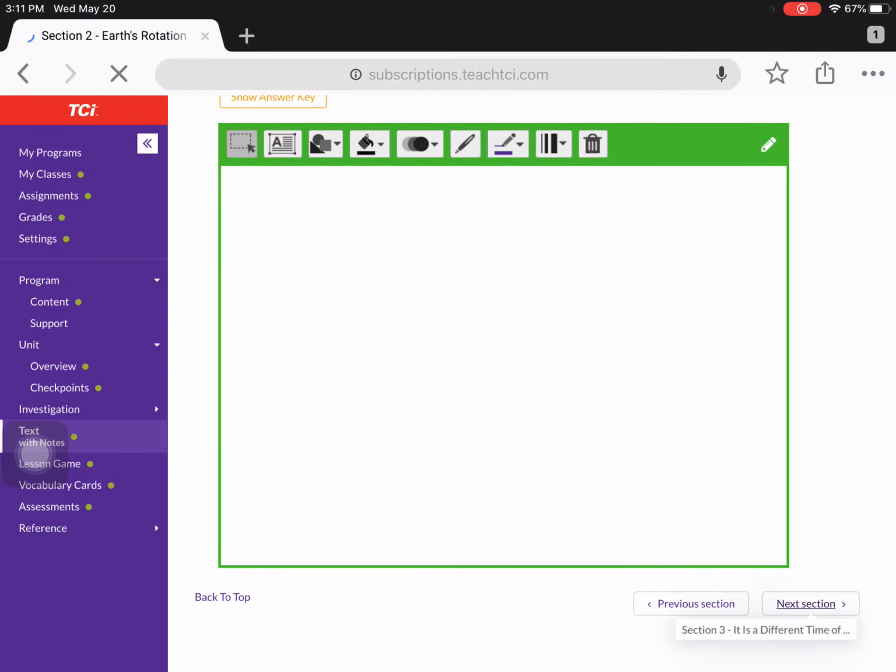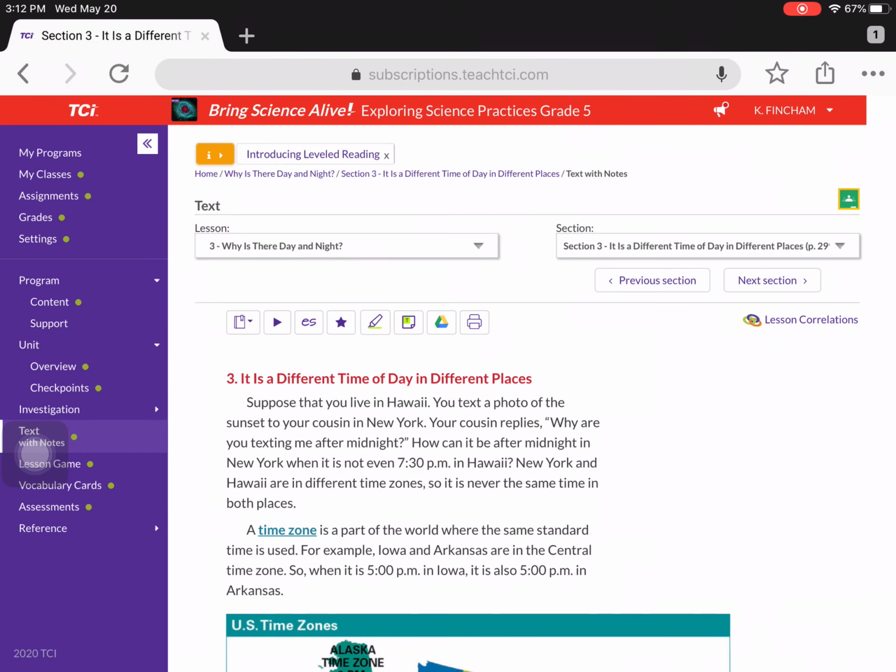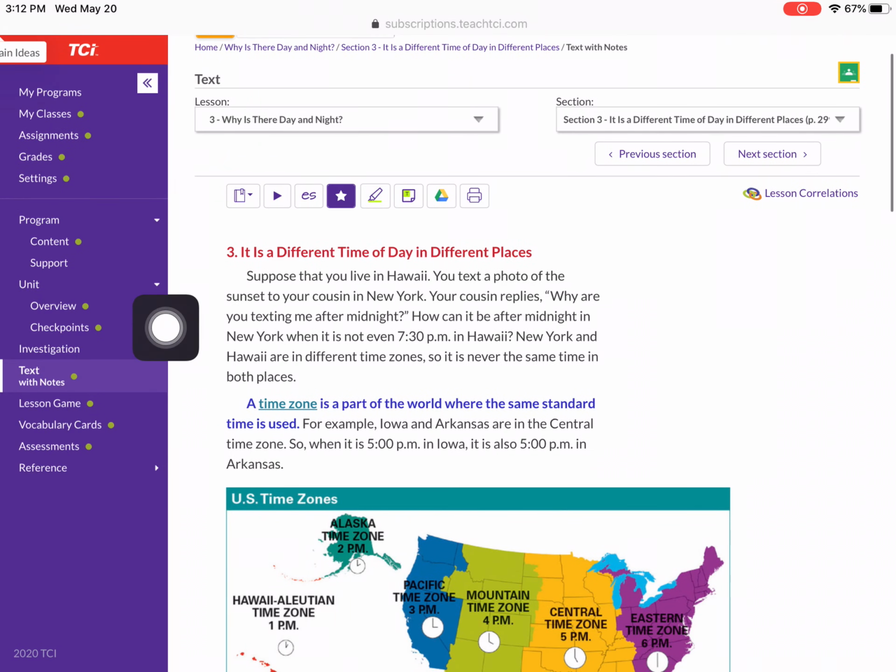And we're going to go to the next section. This is going to be page 299. And again, I'm going to click that main idea button. Section 3.